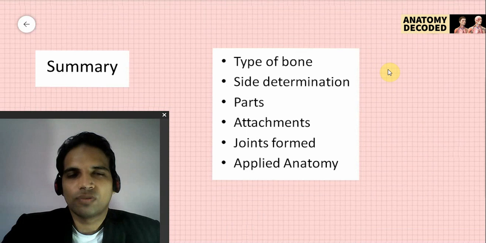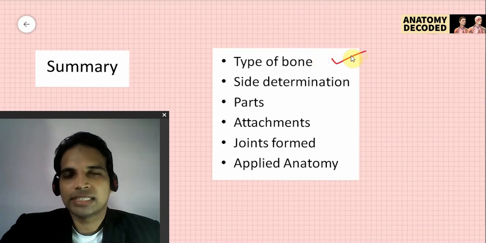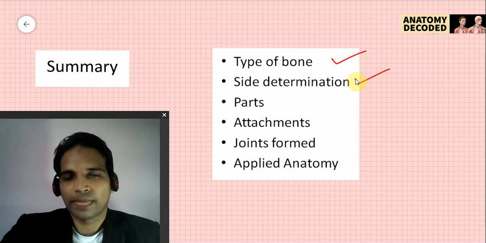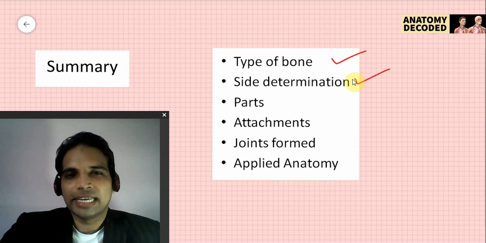Let's summarize what we have covered in this session. First, we covered which type of bone the scapula is. Scapula is an example of a flat bone. Site determination we covered in 3 dimensions: superior, inferior, anterior, posterior, medial, lateral. Always site determination has to be done in 3 dimensions. For scapula, the glenoid cavity is facing laterally. The coracoid process is on the superior aspect, as well as facing the anterior aspect.